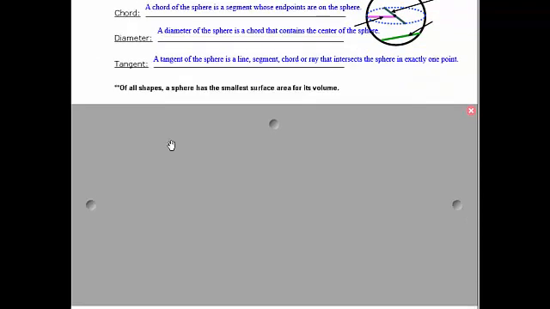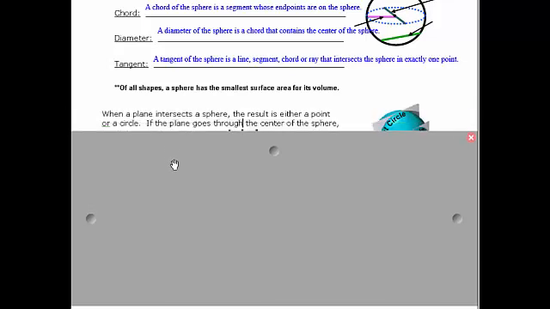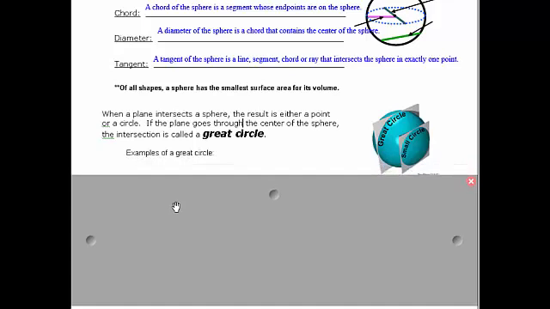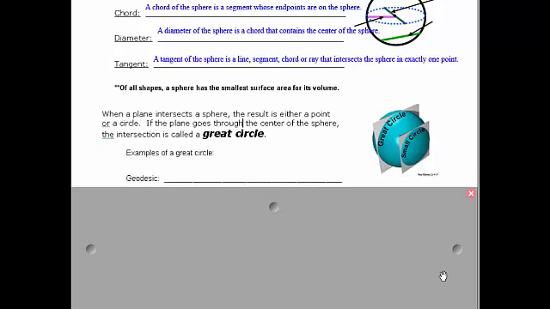Of all shapes, a sphere has the smallest surface area for its volume. Little trivia: when a plane intersects a sphere, the result is either a point or a circle. If the plane goes through the center of the sphere, the intersection is called a great circle. Examples of a great circle.